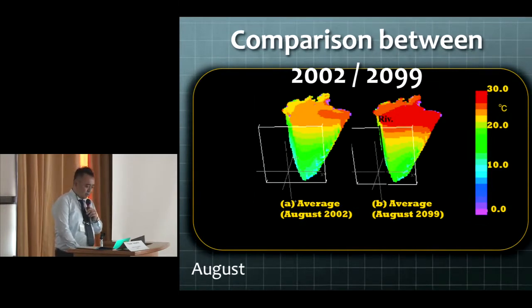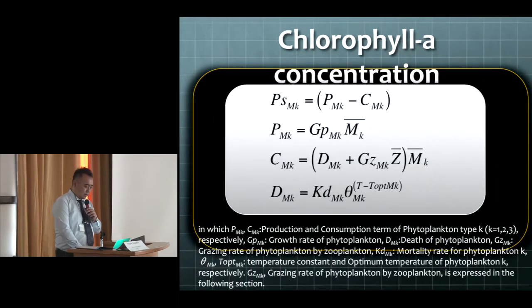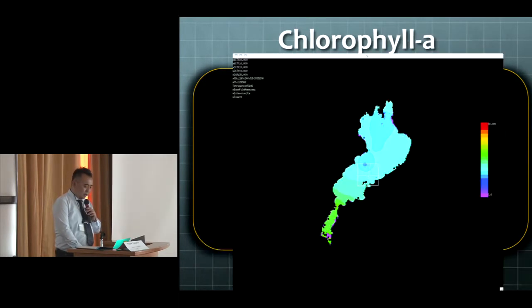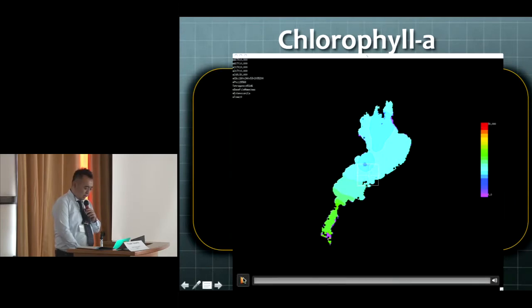This is a vertical section comparison of the current temperature and the future temperature. If you project the future condition, the temperature might be very, very high, especially. And then we introduce a chlorophyll A model of the lake.